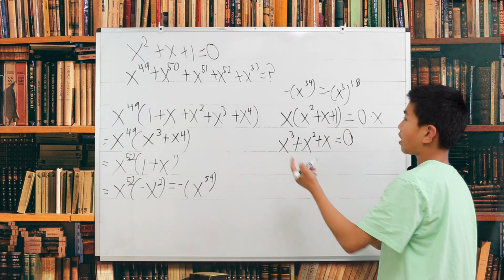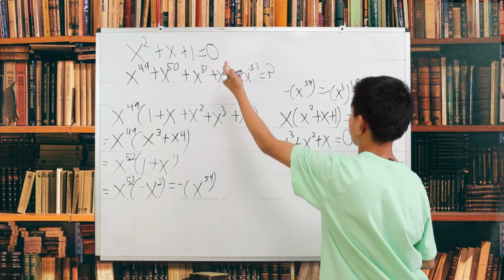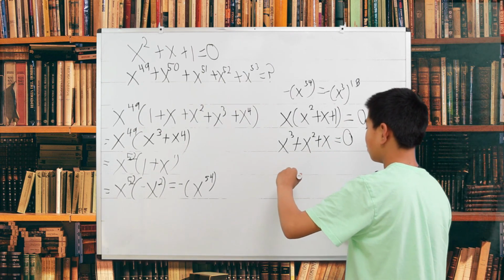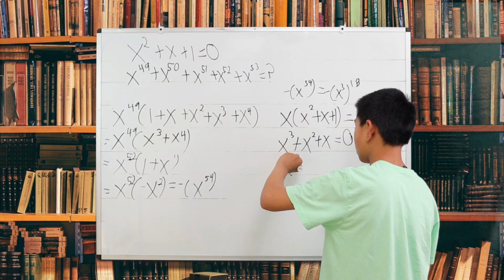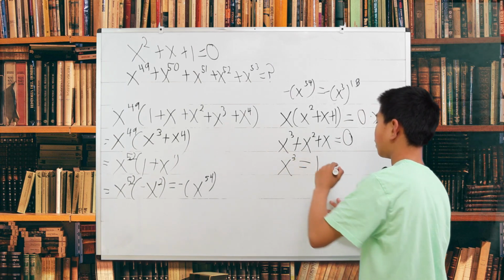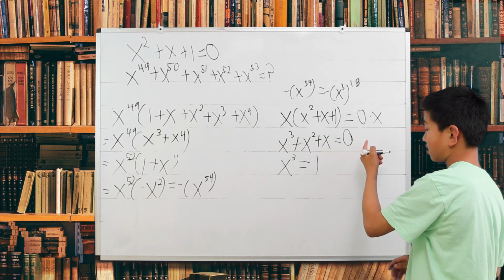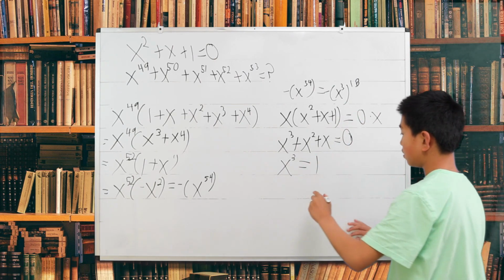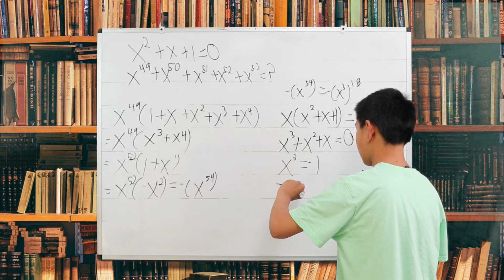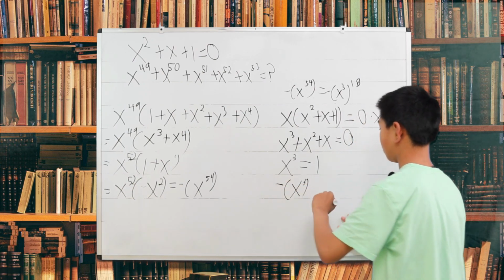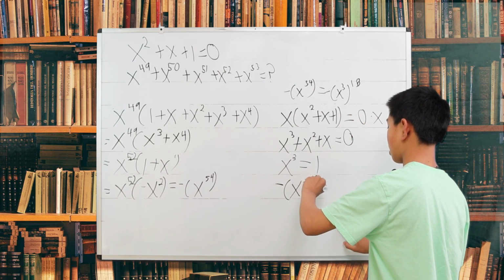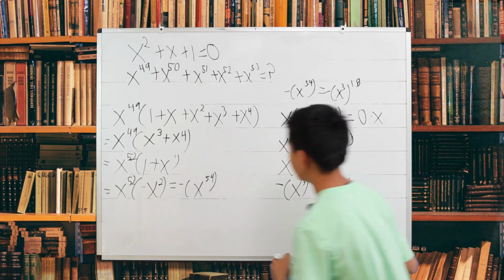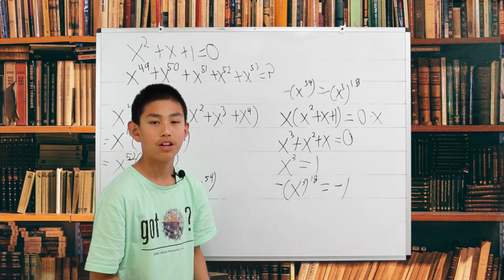And we know that when we subtract 1 from both sides of the original equation, x squared plus x is negative 1. So x to the third is equal to 1 when you move negative 1 to the right-hand side of this equation. Now we plug x to the third is 1 into this equation. So we get negative x to the third, to the power of 18, is equal to negative 1. So negative 1 is our answer.